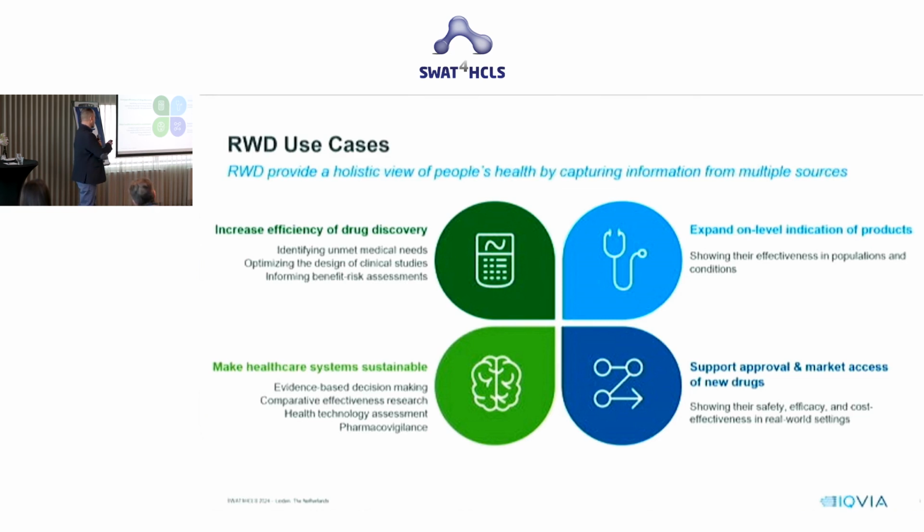And we can see here 4 of the main use cases for this data. It can be used, for instance, to increase the efficiency of drug discovery by identifying unmet medical needs, by optimizing the design of clinical studies, by informing benefit-risk assessment. It can also be used to expand on label indication of a product by showing effectiveness of these products in populations and also under certain diseases or conditions.